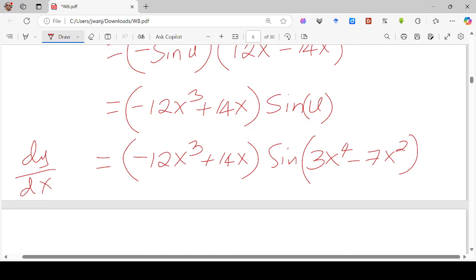So those are the four methods that we can use to differentiate functions where we have a product, a quotient, or even a composite function. But remember, the method of logarithms can be used to differentiate the cases where we have a more complex function.